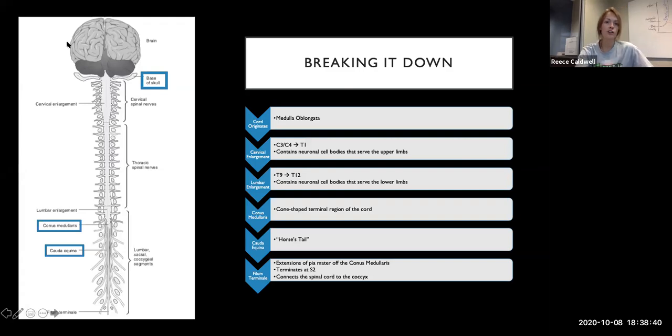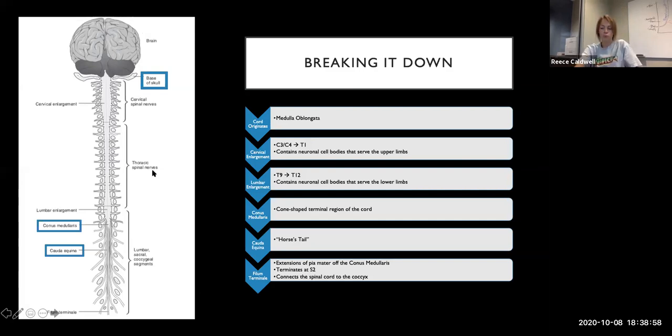So here is a diagram of our spinal cord. You can see the brain is up here, and then this would be the base of the skull, so like our occipital condyles would be right here. And then this is the spinal cord. It starts here and it ends here.